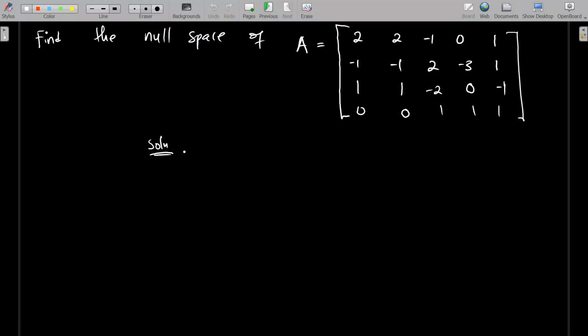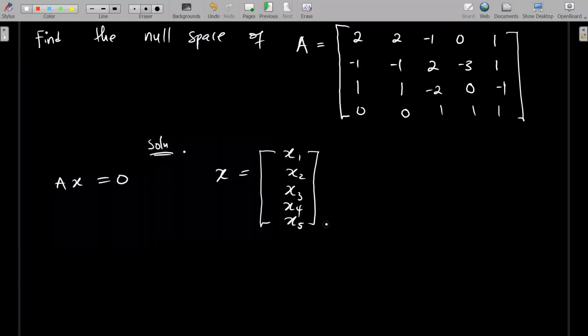The first one was a 2 by 2 matrix, and for 2 by 2 matrices we can do it in a much faster way. Now, find the null space of A equal to this. The first thing you do is find some vector x such that Ax equals 0, where, like I said, the 0 here is a 0 vector. Here my x is defined to be x1, x2, x3, x4, x5. Why do I have 5 entries? Because my matrix A is a 4 by 5 matrix.